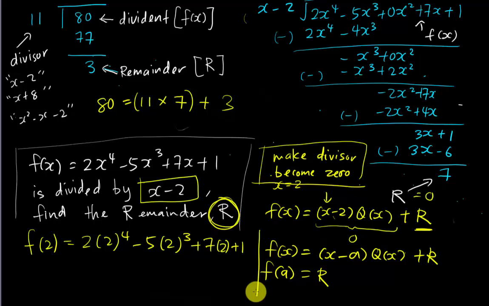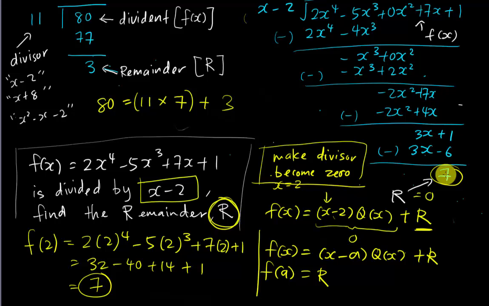Alright, then definitely I will use the calculator for this one. This is 2 multiply 16 is 32. 5 multiply 8 will be negative 40 plus 14 plus 1. So this one will be negative 8, 6, then you get 7. You see, you can straight away get 7 without doing the long division. So this is the purpose of the remainder theorem.